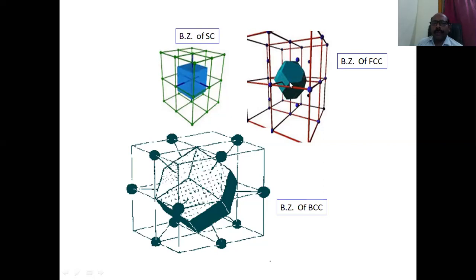In that way, the truncated octahedron possesses 14 faces. Eight faces have six sides, that is hexagonal faces, and six faces are squares. The Brillouin zone of BCC is a rhombic dodecahedron. It is a 12-faced solid.